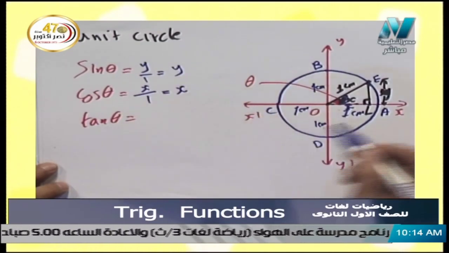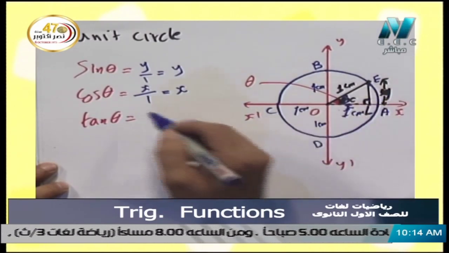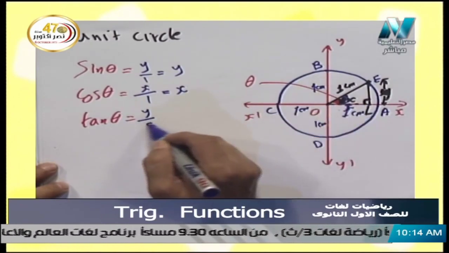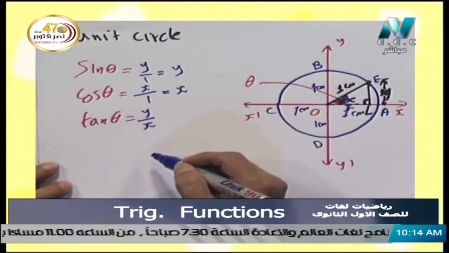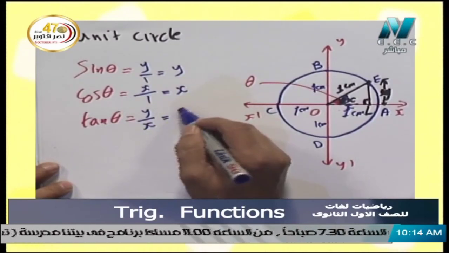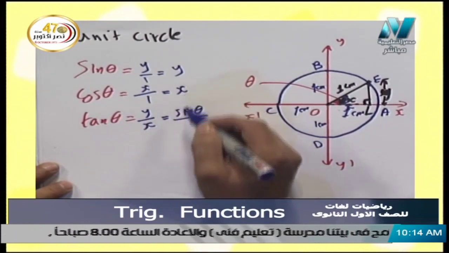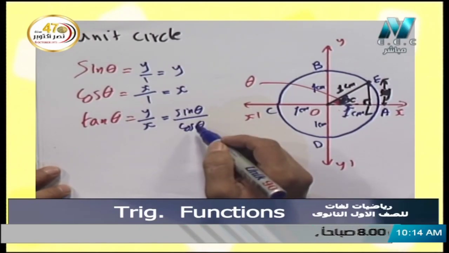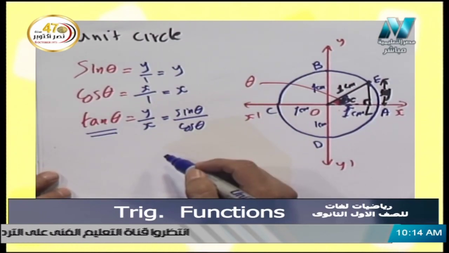Tan theta is the opposite, which is y, over adjacent, which is x. So tan theta equals y over x. We know that y is sine theta, and x is cosine theta, and this is another proof that tan theta equals sine theta over cosine theta.